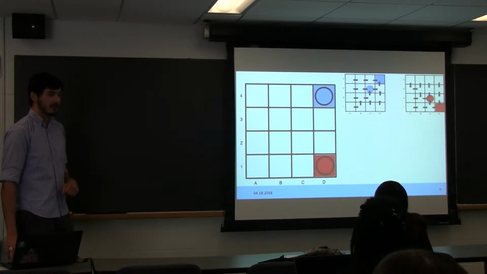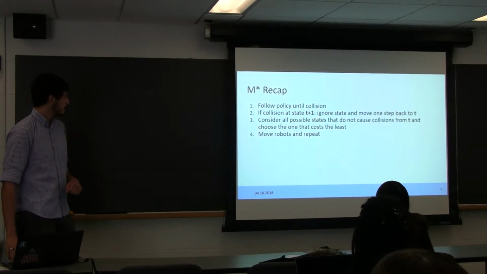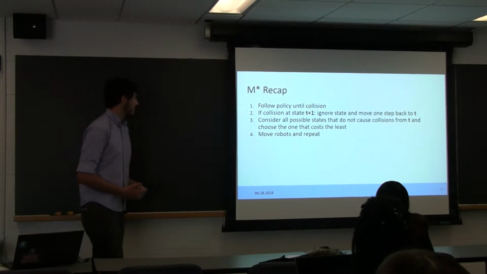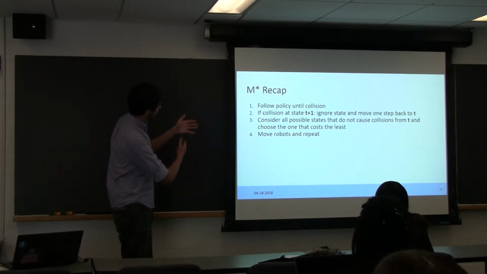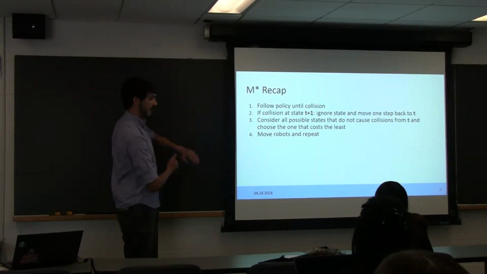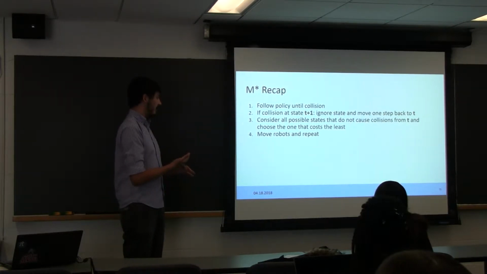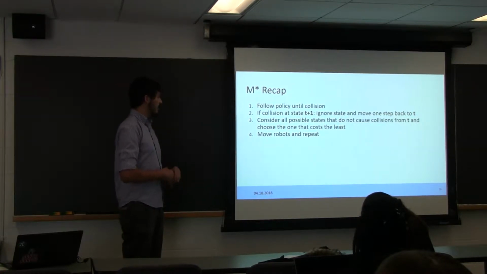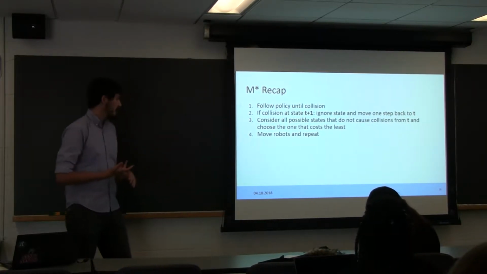Does that make sense to everyone? Yeah. Alright, so brief recap one more time. This is the overall step-by-step thing that you do. You follow the policy to the collision. If there's a collision at step t plus 1, move back one step. You populate the collision set with that collision.